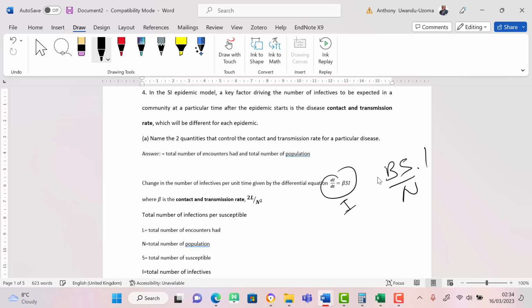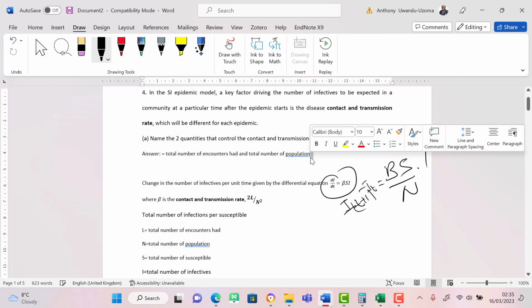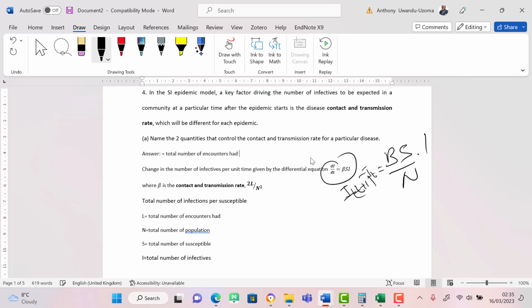If you want to write it like tomorrow's minus today, it is equal to BS over N. Based on this formula alone, you can see the answer. The answer here is S and I, that is the number of susceptible and the number of infected. So, the total number of susceptible and infected persons. These are copied from the notes, from the PowerPoint.